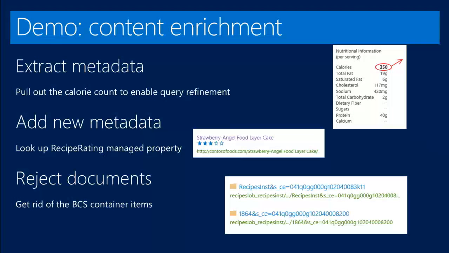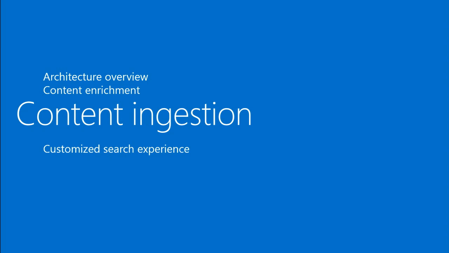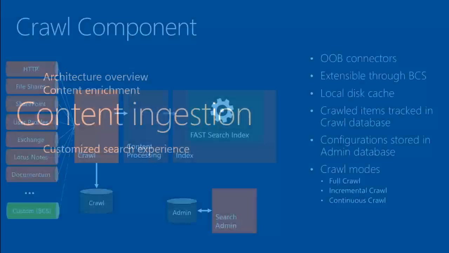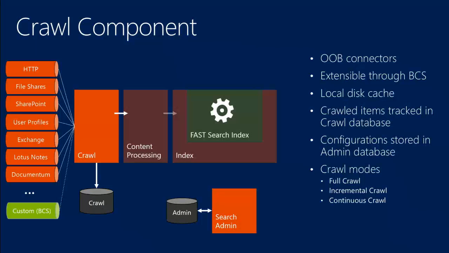So the next thing we're going to look at is the content ingestion. So how do we get the content into the system? I showed you that already, that we have a number of connectors that come with the product for BCS. But I would like to use this slide to explain how the crawling works. In SharePoint 2013, there is no push mechanism, so you cannot push content directly to the search index in 2013.